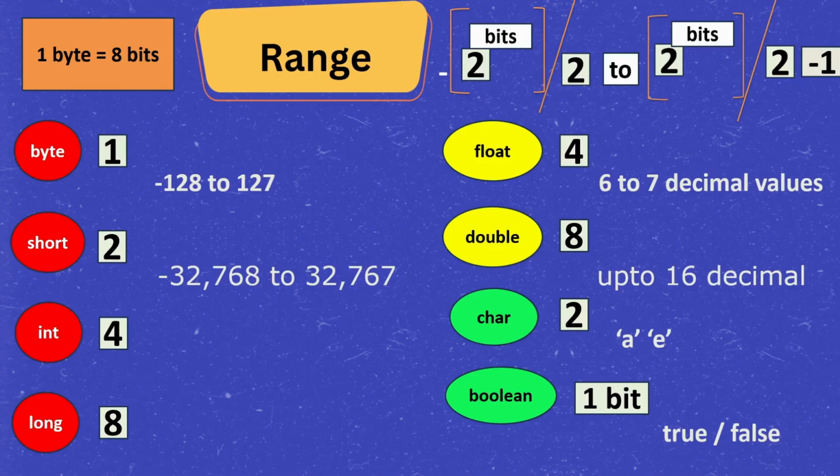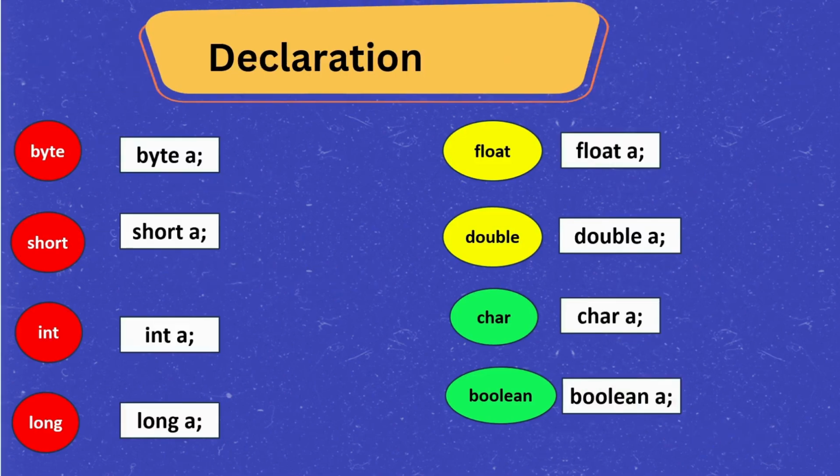Now boolean is 1 bit in size. You can either store true or false. Now let's see how you declare the data type of a variable. How do you declare a variable in Java? So this is how you declare a variable in Java.